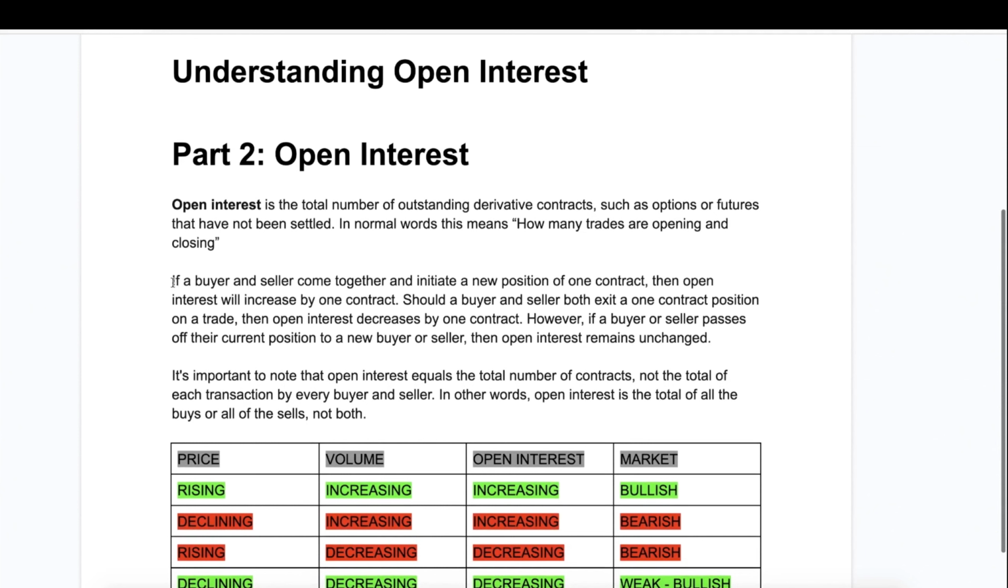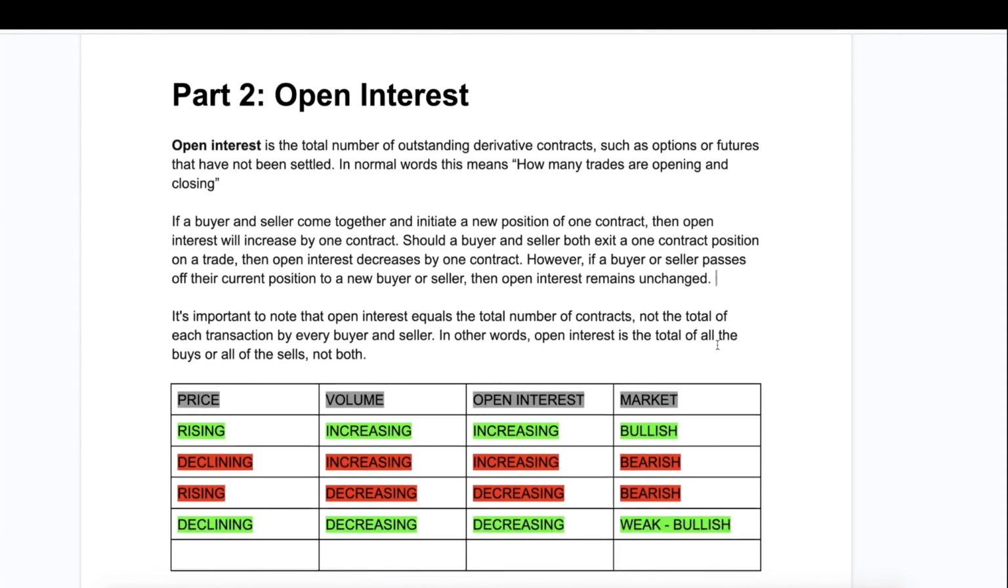For more technical language, if a buyer and a seller come together, and they initiate a new position of one contract, open interest will increase by one contract. If the buyer and the seller both exit a one contract position on a trade, then open interest decreases by one contract. However, if a buyer or a seller passes off their current position to a new buyer or seller, then open interest remains the same. So if I close a long, but somebody else opens a long for one contract, open interest will stay the same.